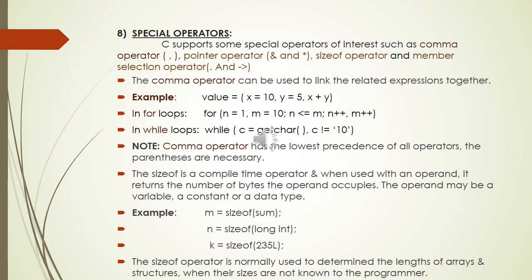The sizeof is a compile-time operator, and when used with an operand, it returns the number of bytes the operand occupies. The operand may be a variable, a constant, or a data type. For example, m = sizeof(sum), n = sizeof(long int), k = sizeof(235L). The sizeof operator is normally used to determine the length of arrays and structures when their sizes are not known to the programmer. This sizeof operator we will read when we discuss the chapter on arrays and structures.